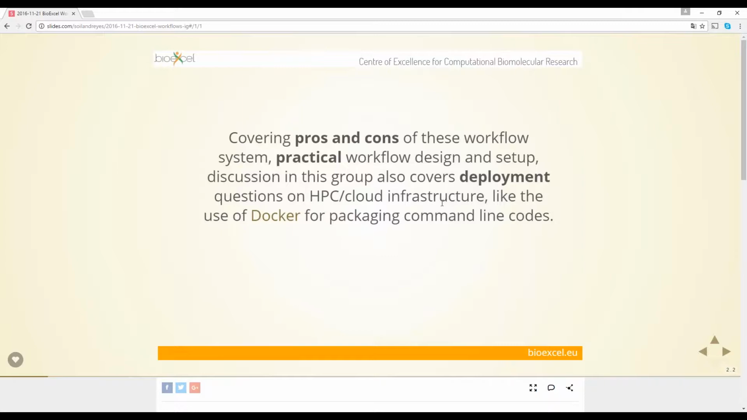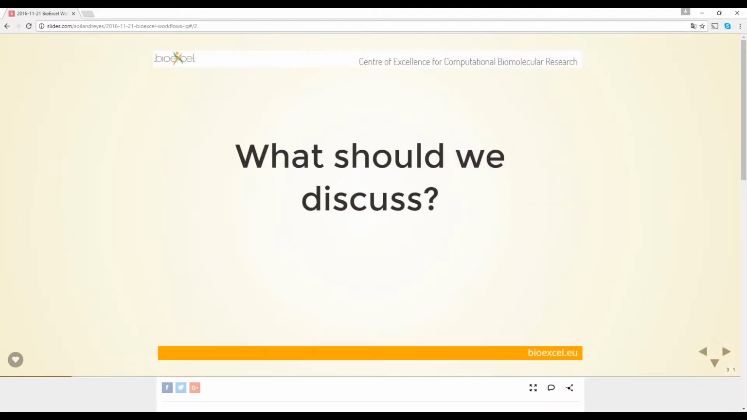More like practical things, how you actually connect different kinds of tools, how you deploy this, particularly on HPC and cloud infrastructure, which is what we want to cover in BioExcel, and also around using Docker for packaging command line codes, so you can get the software installed without too much hassle. What can we discuss in the Workflows interest group?